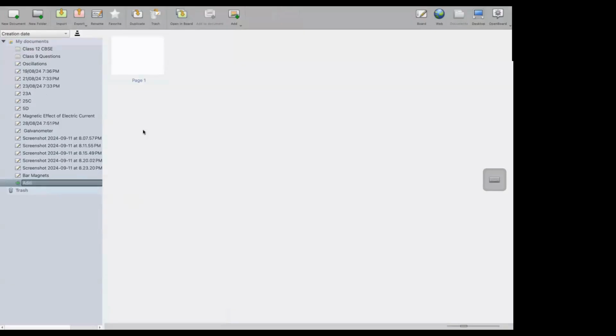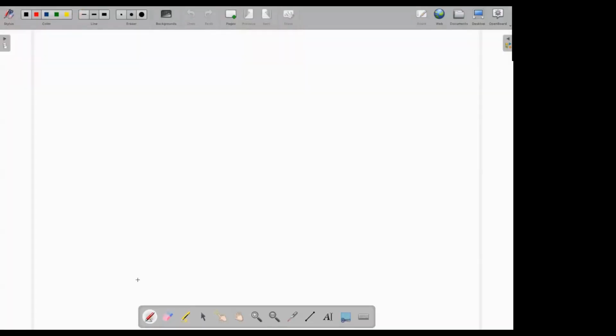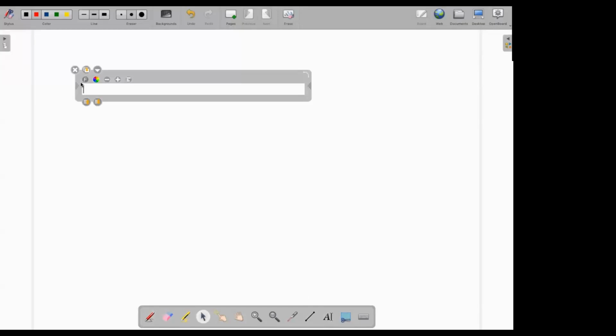Let's start with it. Now, if you see here, wave, there are two types of wave. Can you tell me the names of those waves? The longitudinal and transverse waves.